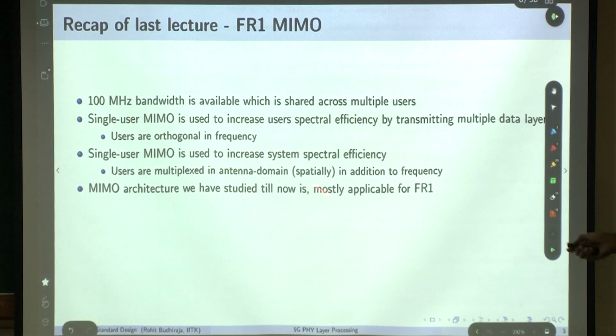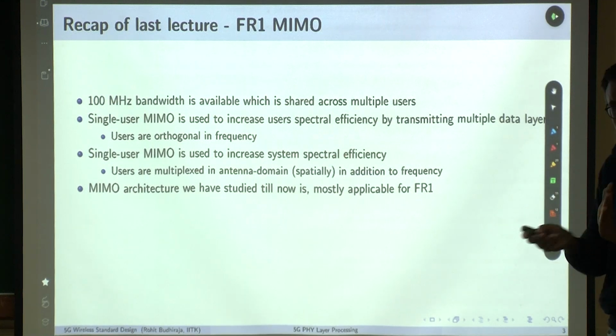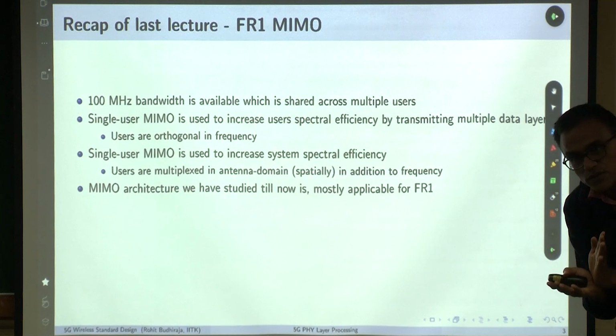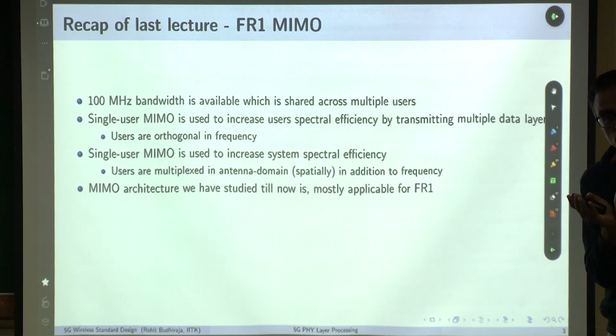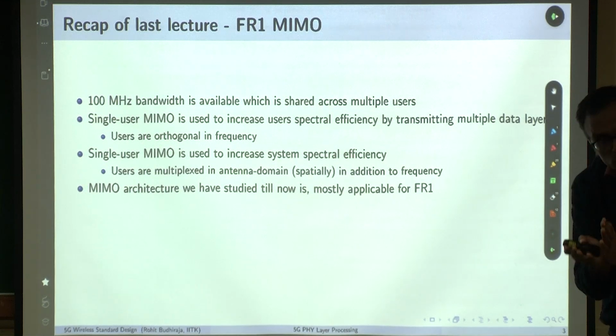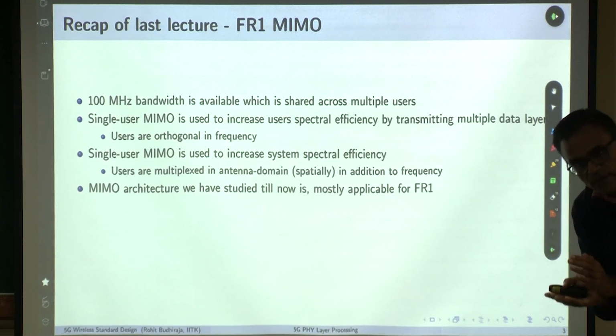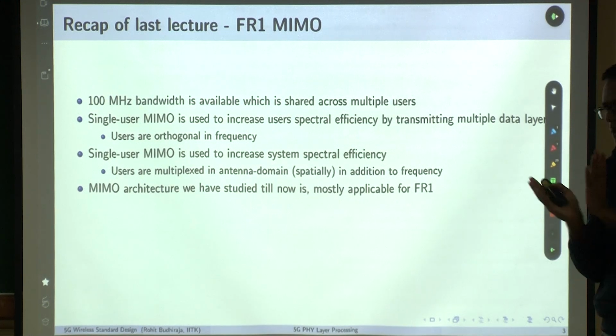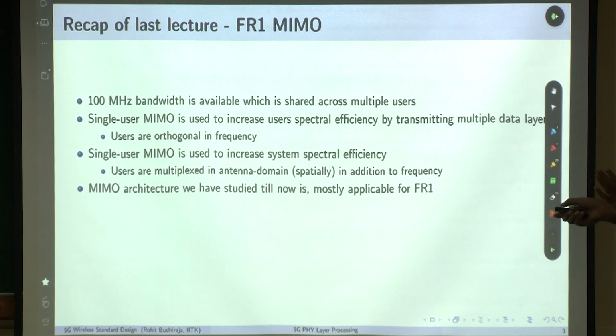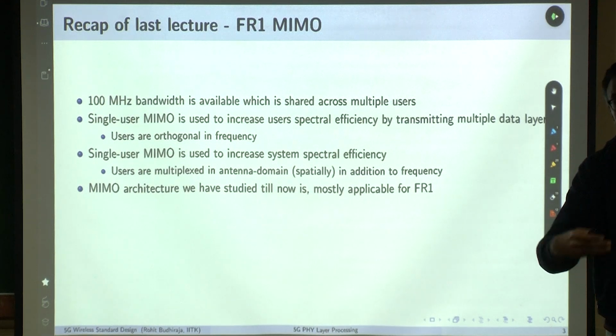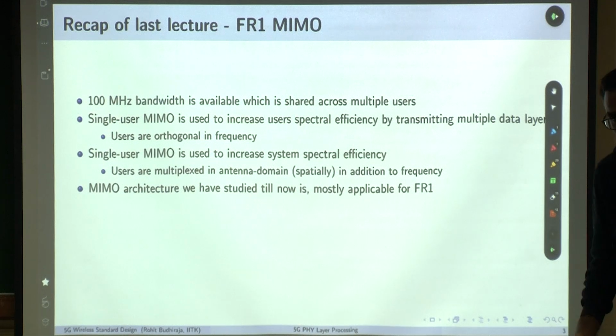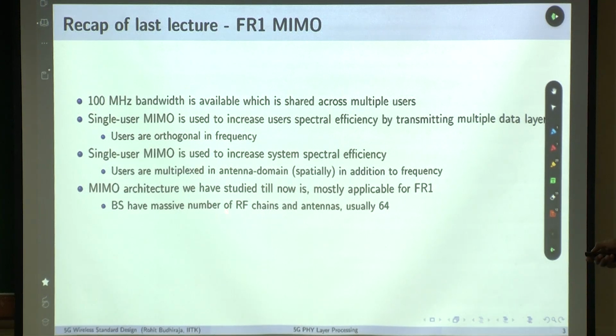So whatever architecture we have studied till now is mostly applicable for FR1 because of these constraints: you should be able to process data of different users, and have access to signals from all the antennas so that you can design precoders for different users and for different PRBs. This is the key idea. You have to do it for FR1 because the bandwidth is low, you have to support a large number of users, and you have to provide higher data rate for each one of them.